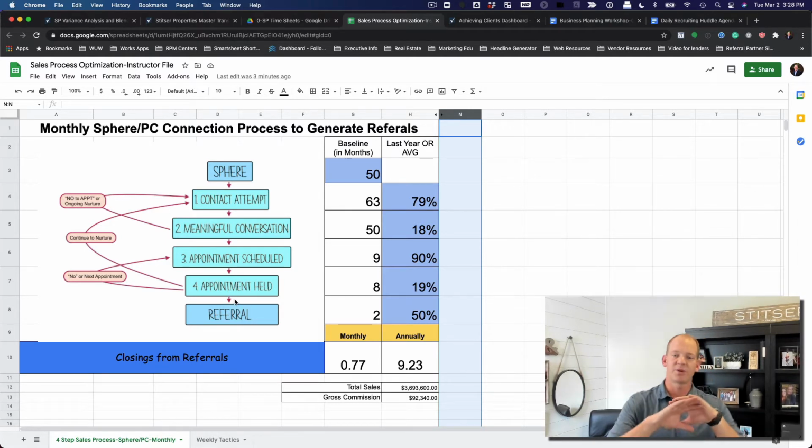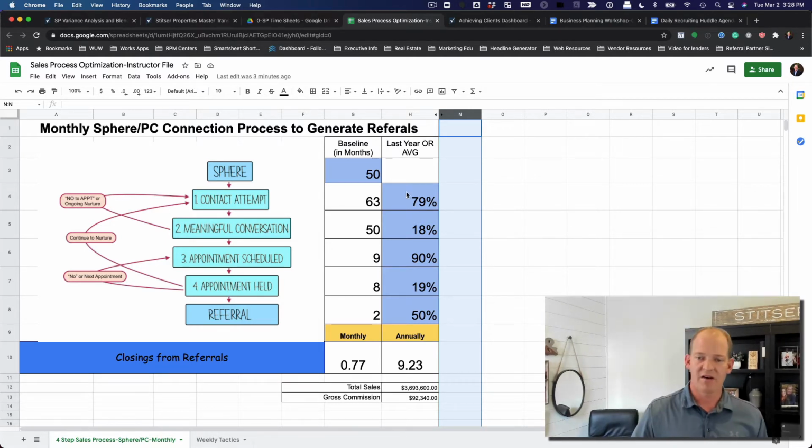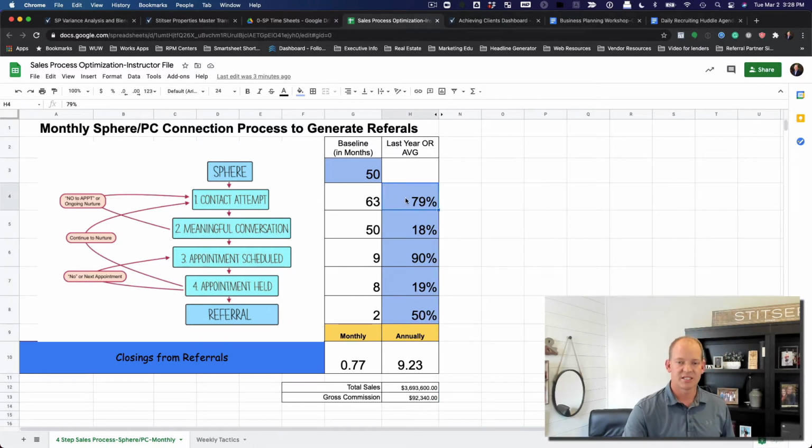So the way that this spreadsheet works is we have a calculation that says 79% of our contact attempts turn into conversations. So that means we have to have 63 contact attempts to have 50 conversations. 18% of those conversations are going to turn into appointments. So that means we have 9 appointments for every 50 conversations. 90% of those appointments are going to get held, 10% going to get canceled. Stuff happens, people have life issues, whatever. So 8 appointments are going to be held.